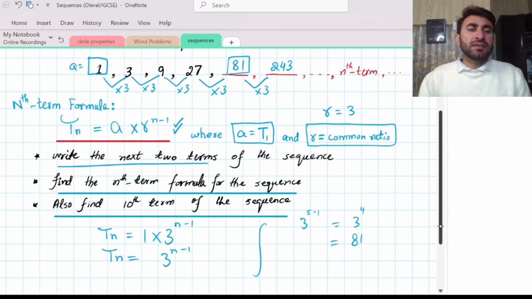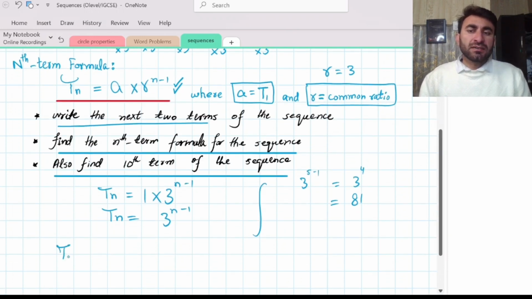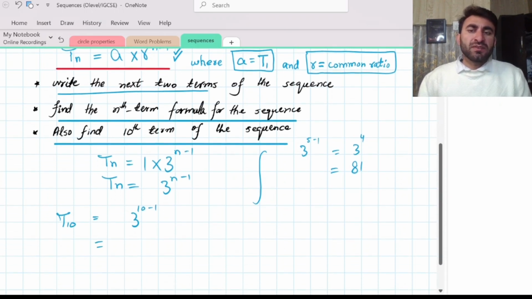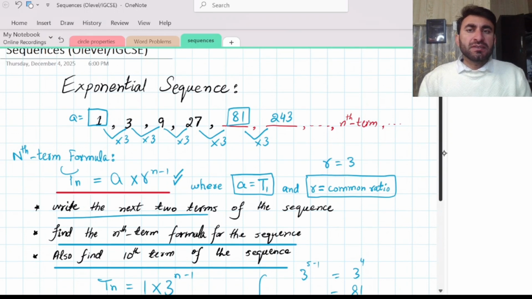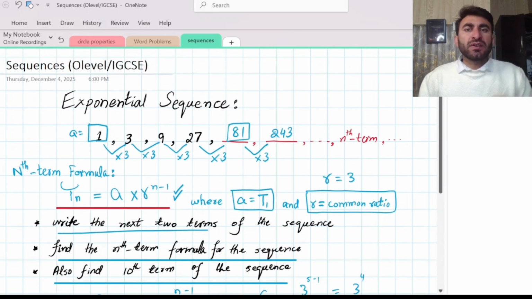In order to find the 10th term of the sequence, we will replace n with 10. So T10, or the 10th term, shall become 3 to the power 10 minus 1, which is 3 to the power 9, and if we expand it, it shall become 19,683. So that is the 10th term of this sequence. So this is how we deal with the exponential sequence. Let us discuss another example of an exponential sequence.